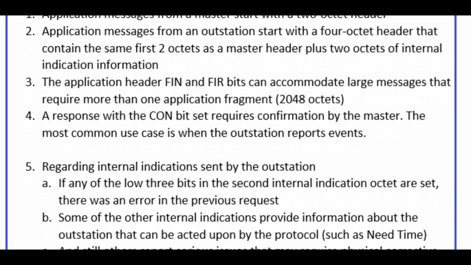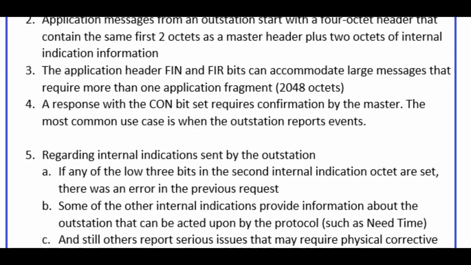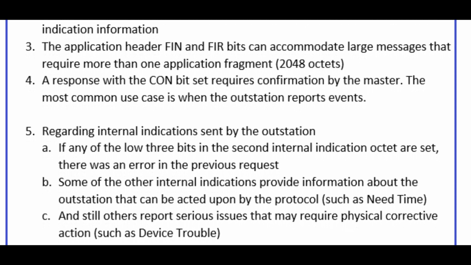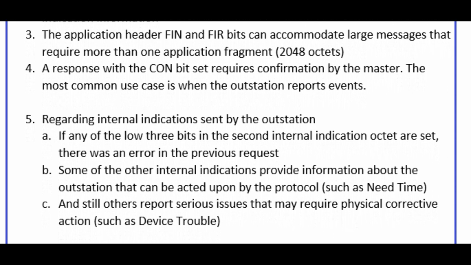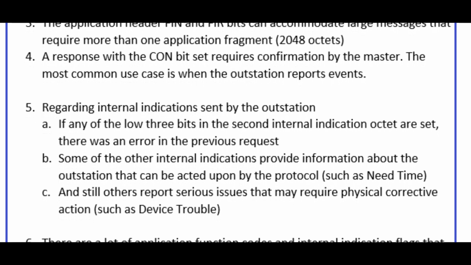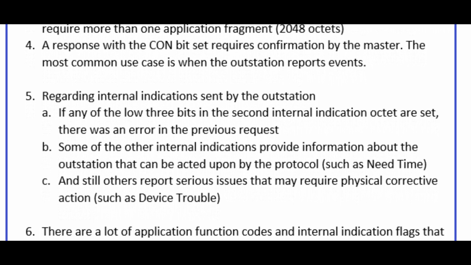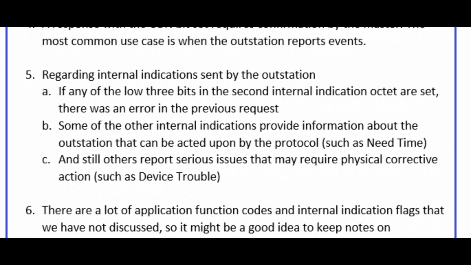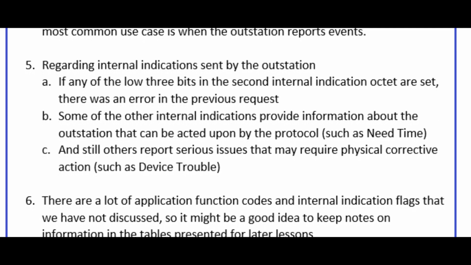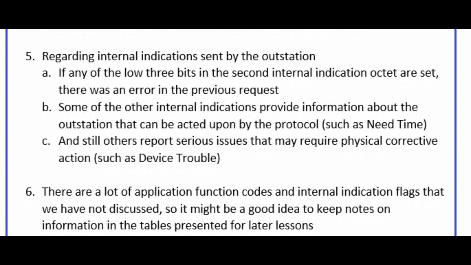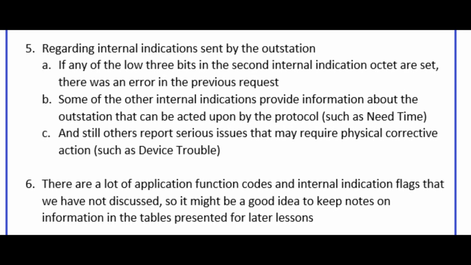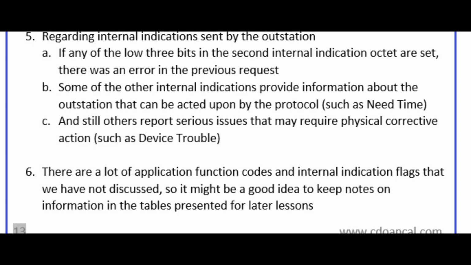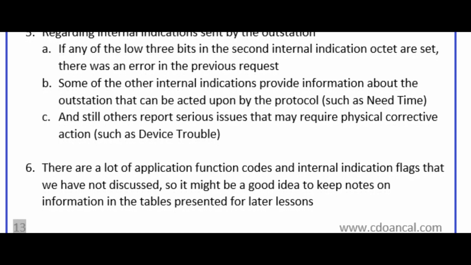A response with the CON bit set requires confirmation by the master. The most common use case is when the outstation reports events. Regarding internal indications set by the outstation, if any of the low 3 bits in the second internal indication octet are set, there was an error in the previous request. Some of the other internal indications provide information about the outstation that can be acted upon by the protocol, such as need time, and still others report serious issues that may require physical corrective action, such as device trouble. And there are a lot of application function codes and internal indication flags that we have not discussed. So it might be a good idea to keep notes on information in the tables presented above for use in later lessons.